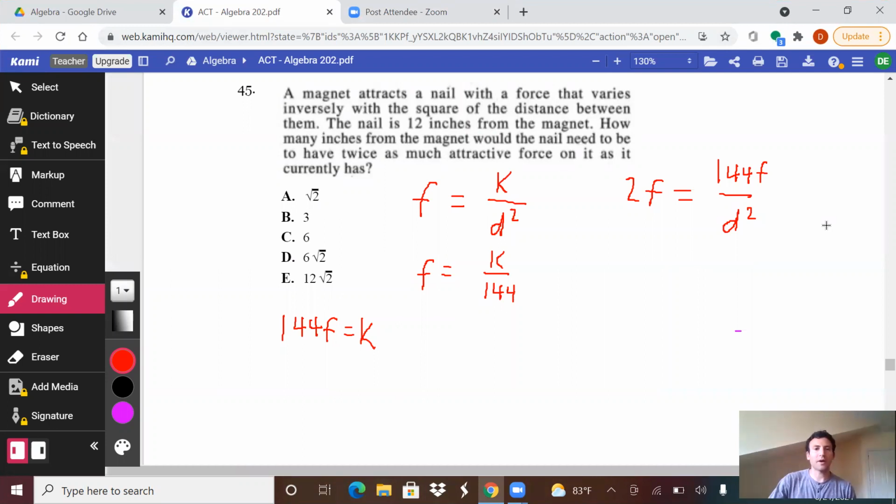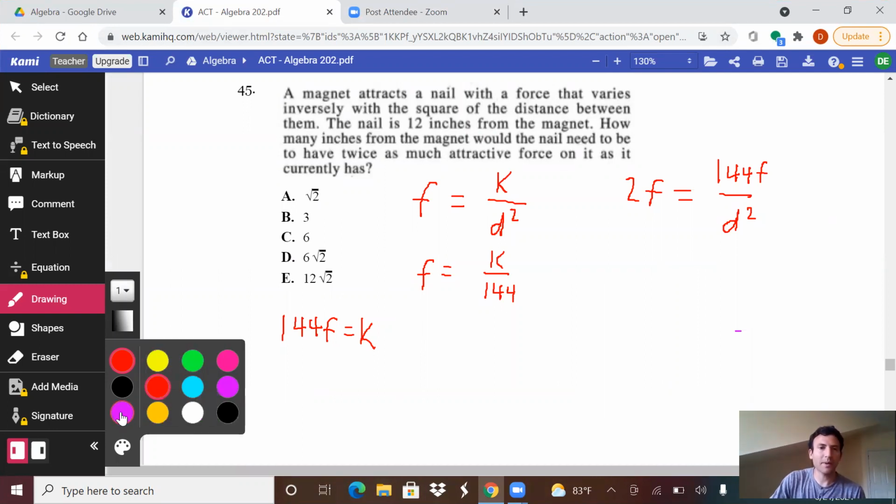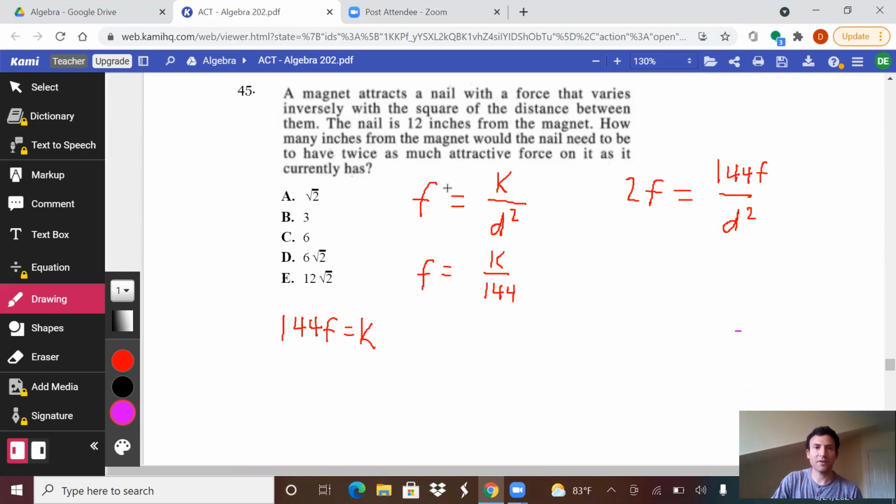All right, anyway, if we get right back into this problem, what we have is we know that the force varies inversely, right, with the square of the distance. So the distance squared goes in the denominator. As distance goes up, force goes down. And they give us 12 inches, and that allows us to figure out K. So 144, when we do 12 squared, we get 144 in the denominator. 144F is K.